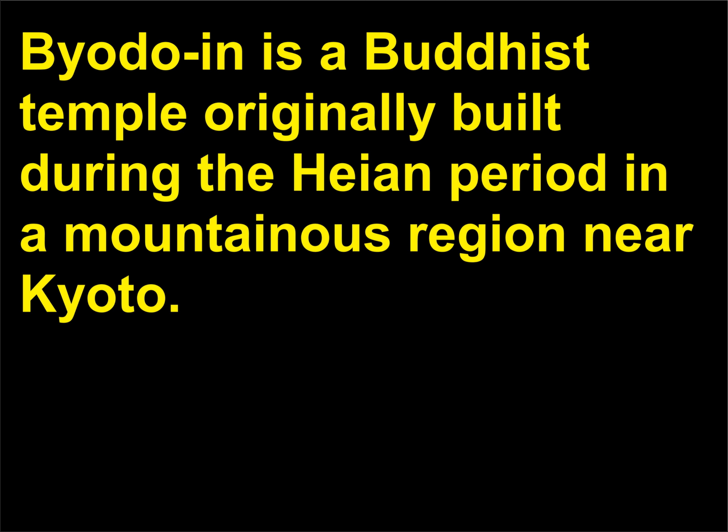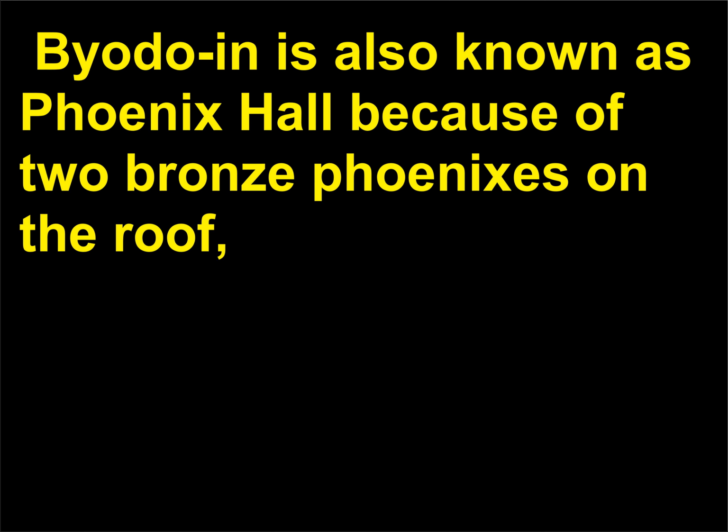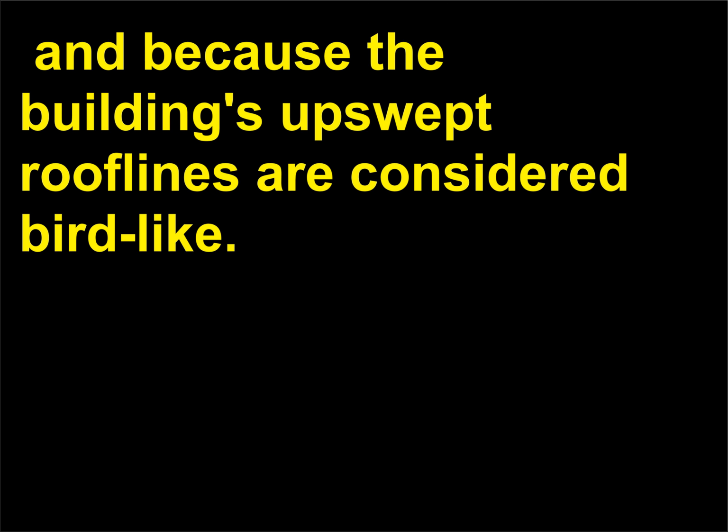Byodoin is a Buddhist temple originally built during the Heian period in a mountainous region near Kyoto. Considered one of the most beautiful Pure Land Buddhist temples, Byodoin is also known as Phoenix Hall because of two bronze phoenixes on the roof, and because the building's upswept rooflines are considered bird-like.